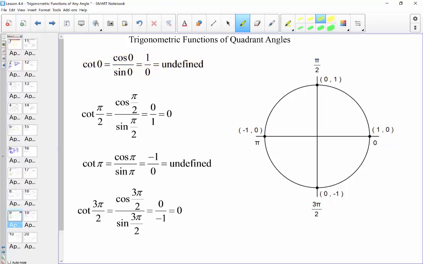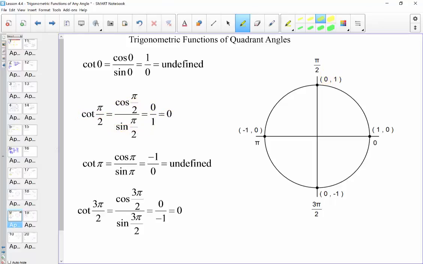Next, we have the cotangent of pi over 2, which is equivalent to the cosine of pi over 2 over the sine of pi over 2. The cosine of pi over 2 is 0 because that's the x-coordinate where pi over 2 intersects the unit circle. And the sine of pi over 2 is 1 because that's the y-coordinate where pi over 2 intersects the unit circle. Hence, we have 0 over 1, which simplifies to 0.